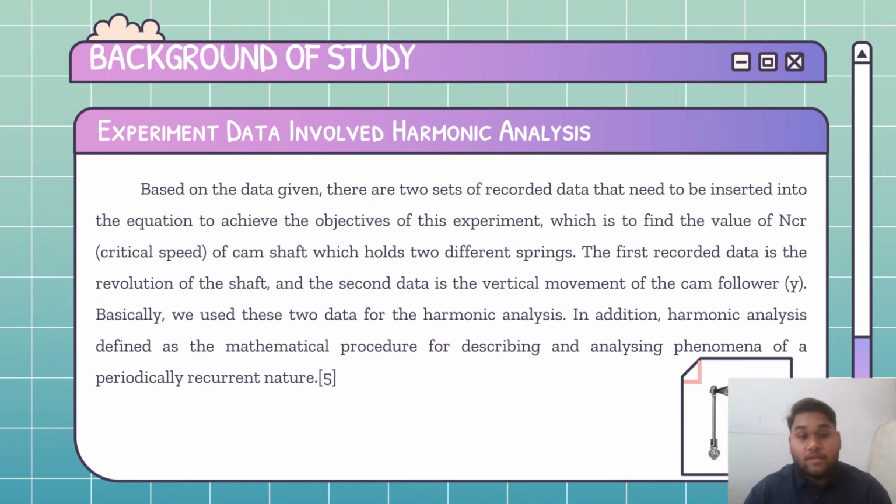Next is the experimental data involved in the harmonic analysis. Basically, there are two sets of experimental data that we use in this analysis. The first data is the revolution of the shaft itself, and the second data is the vertical displacement of the cam follower. Next, we will continue with the case of study that will be presented by our friend Wan Ahmad Putra.